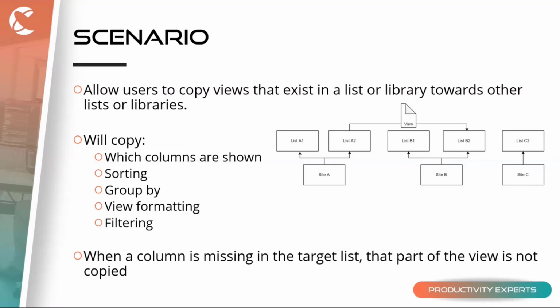But when a column is missing in the target list, so for example, you've got a list with a lot of columns, and one of those columns is on your view, and you're copying the view, and if that column is not available on the target list, that part of the view must not be copied. So the view must, of course, render valid and not invalid because there's some column missing. So this is basically the scenario.